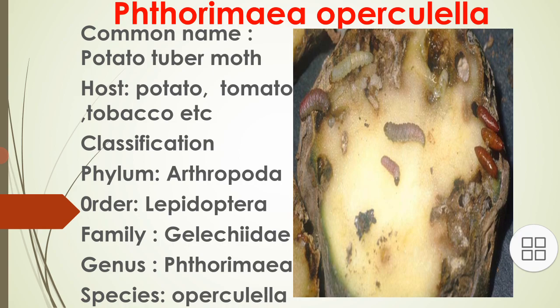Its common name is potato tuber moth, and the host plants are potato and sometimes tomato, tobacco and brinjal as well. Classification of Phthorimaea: Phylum Arthropoda, order Lepidoptera, family Gelechiidae, genus Phthorimaea, species operculella. You can see the picture over here how potato is getting affected by the caterpillars of Phthorimaea.